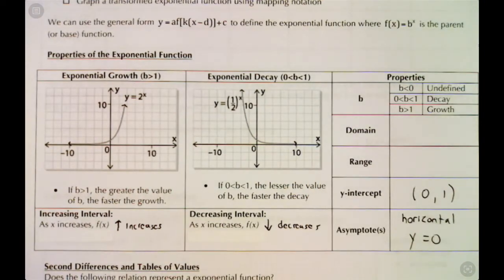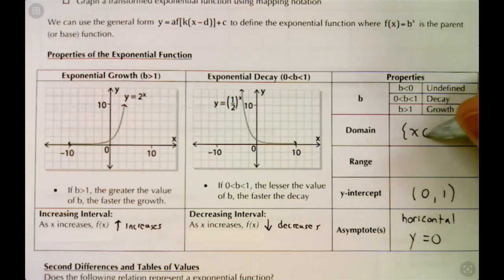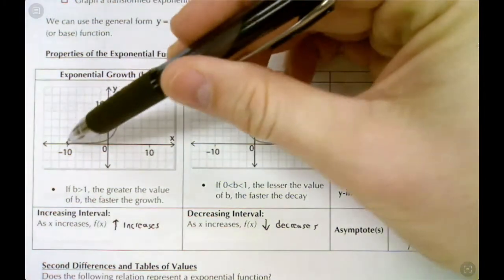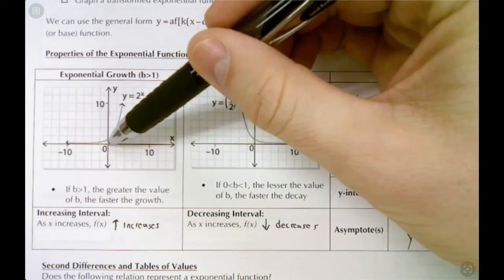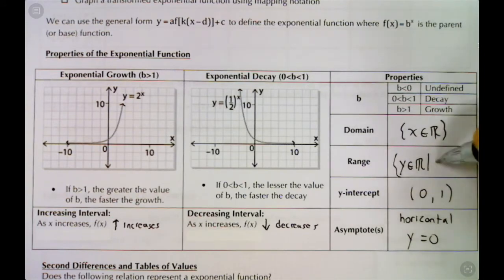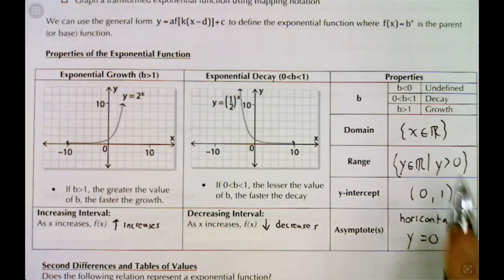In terms of domain or range, whether it's the growth graph or the decay graph, the domain is simply that x belongs to real. Any real number can be plugged into the exponent to get a y value. And for the range, all of these values don't cross the asymptote here at 0, so we have y is greater than 0. So y belongs to real, such that y is greater than 0. Not equal to, because we're not touching the x-axis.